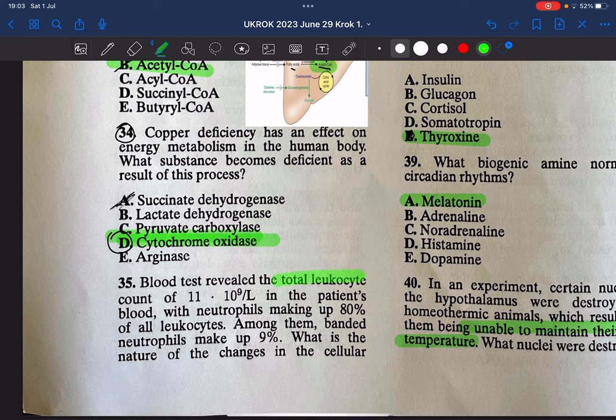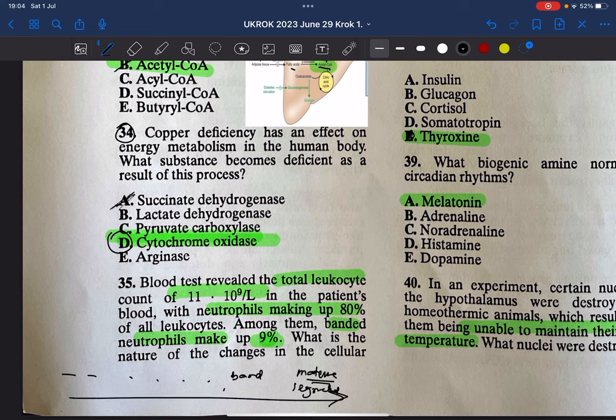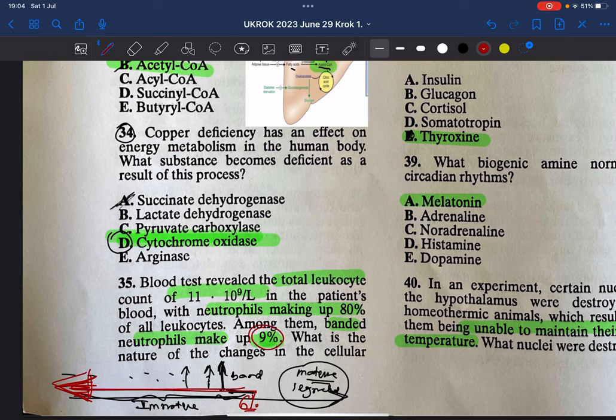We have here a question that tells us total leukocytes are 11, neutrophils 80%, and the banded neutrophils are 9%. Here the banded neutrophils, so you know the neutrophils have the mature neutrophils, or segmented, and they also have band cells and also some cells before. Any increase in the immature cells, either band or other types of cells like metamyelocytes, we call a shift to the left. And the band cells should be 6% maximally, their normal percentage. If they are 9%, then it means we have a shift to the left, an increase in the immature type of cells.